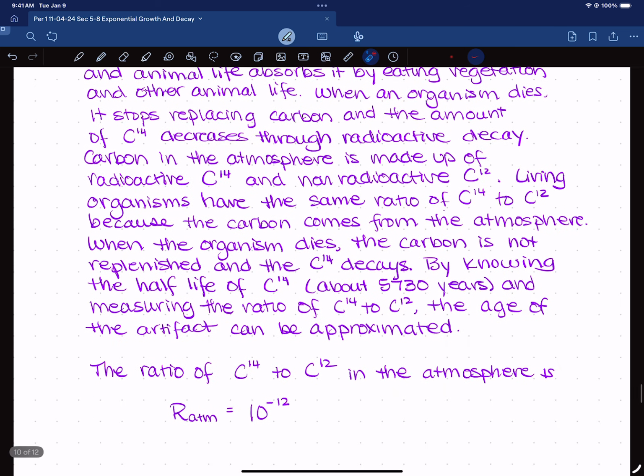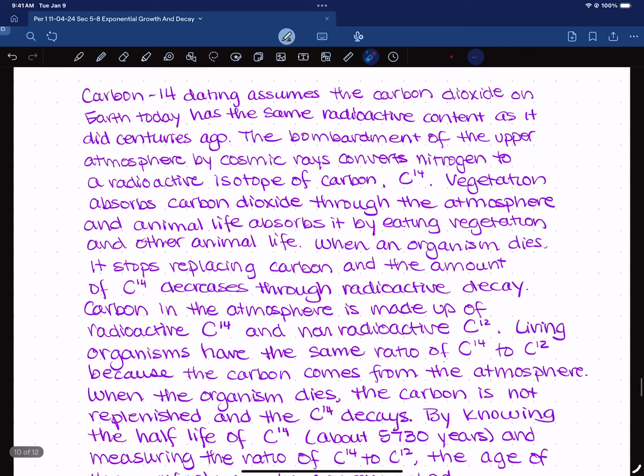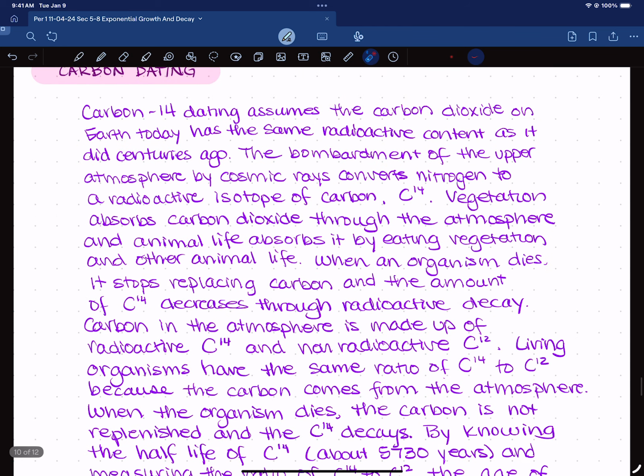That ratio is not on this part, it's right down here. The ratio is about this much. So it's pretty small, the radioactive carbon that's in the atmosphere. That's 0.000000001%, not even percent. Anyway, it's very small. So, going back to carbon dating, we have that constant ratio in the air.